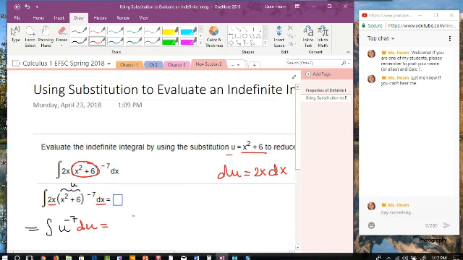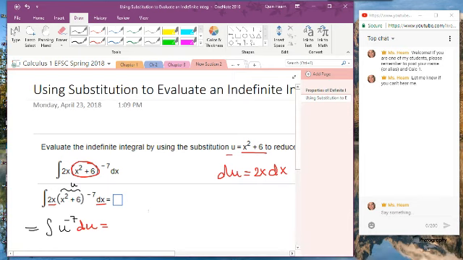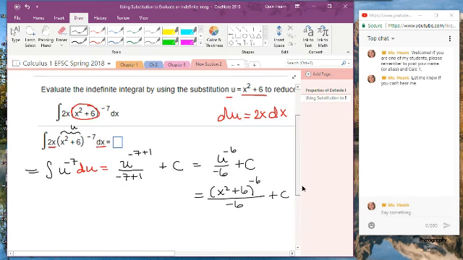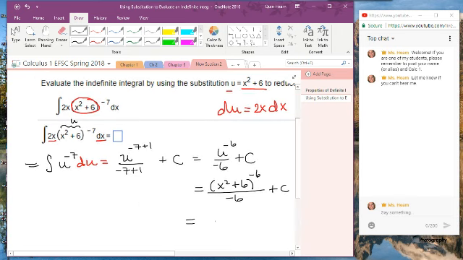And so we're going to have u to the negative 7 plus 1. I like to leave negative exponents in our answers, so I'm going to flip this down to the denominator. We're going to have 1 over negative 6 times x squared plus 6 to the 6th power plus c.